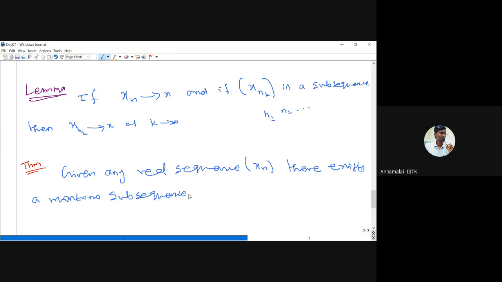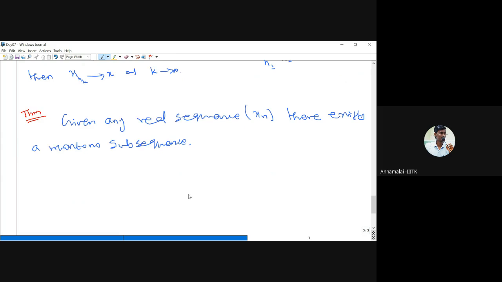Now, another important theorem is the Bolzano-Weierstrass theorem. It says, suppose a sequence is bounded, then we can find a subsequence that converges to some point. That is a convergent subsequence, but the original sequence need not be convergent. If the sequence is bounded, we can always find a subsequence which converges to some point. That theorem is called the Bolzano-Weierstrass theorem. All the named theorems are very important.